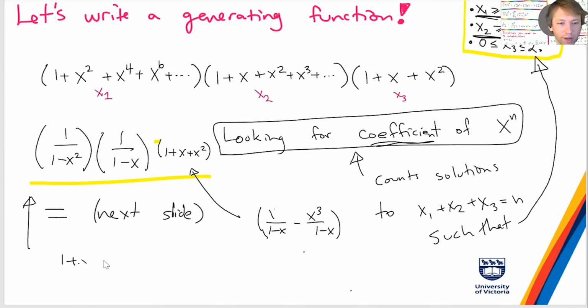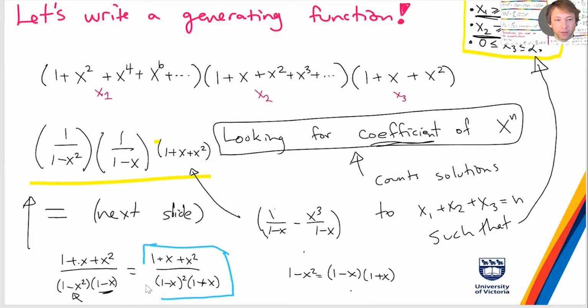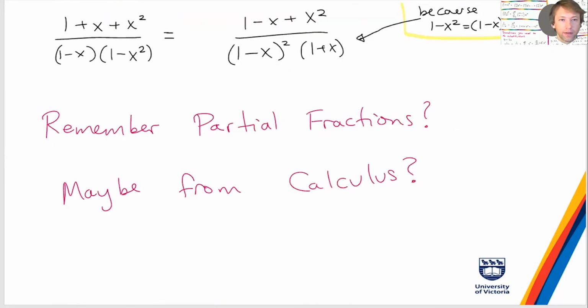So what we're dealing with here is 1 plus x squared over 1 minus x squared. Like 1 minus x squared is 1 minus x, 1 plus x. So I can replace this by that. 1 minus x combines with this one, and squared 1 plus x. Okay, so this is the expression I've got so far.